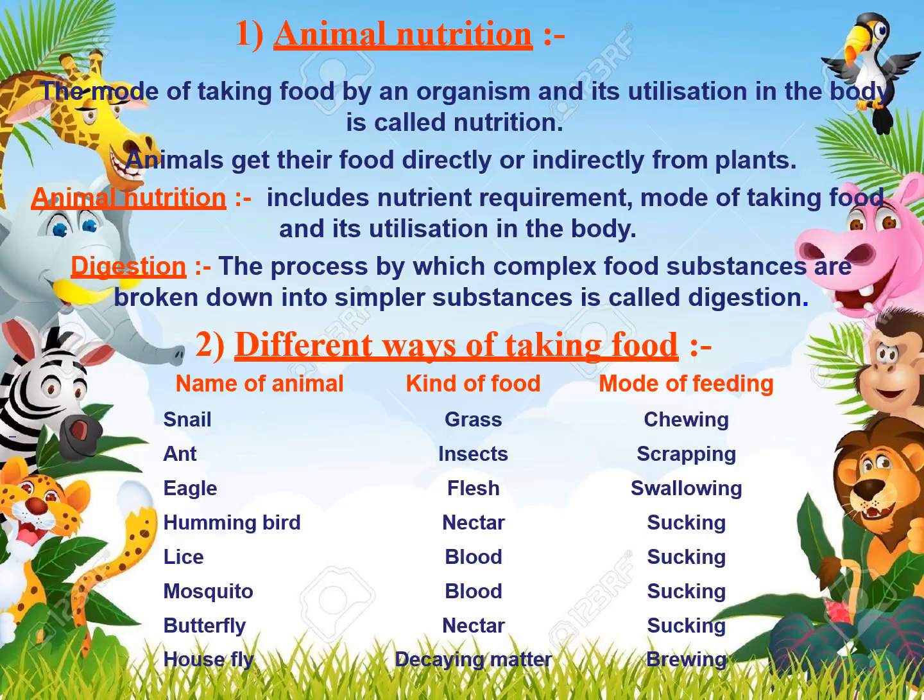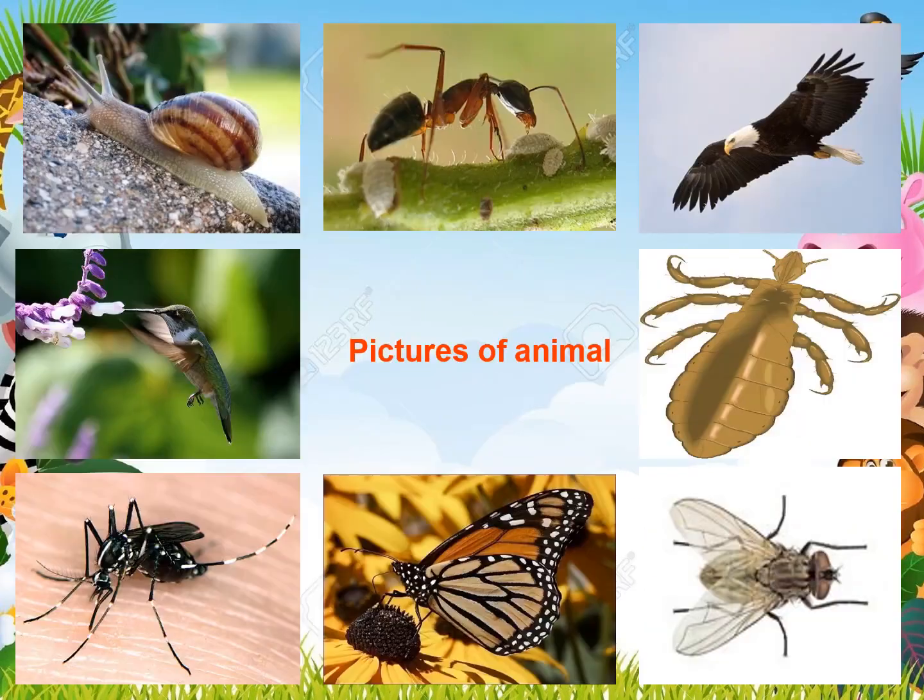Lice, it eats blood by the sucking method. Mosquito, it also eats blood by the sucking method. Butterfly eats nectar by the sucking method, and housefly eats dead and decaying organic matter by the sponging method. Here are the pictures of different animals which show the different modes of nutrition that we discussed.